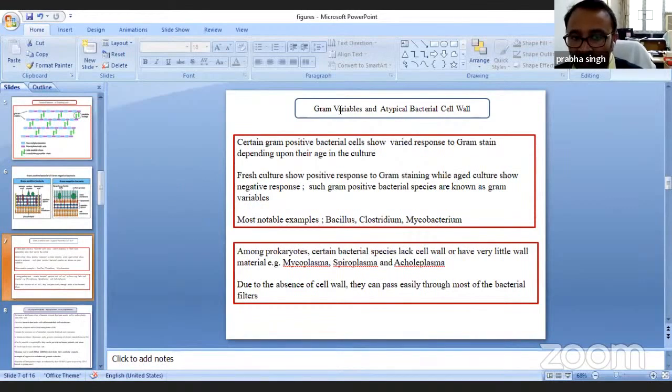Well, among prokaryotes, there are certain bacterial species which lack cell wall or have very little wall material. So here you have examples: Mycoplasma, Spiroplasma, and Acholeplasma. Due to the absence of cell wall, they can pass easily through most of the bacterial filters, and sometimes they are even confused with viruses. So this is the atypical bacterial cell wall. That means cell wall is not there. Okay.